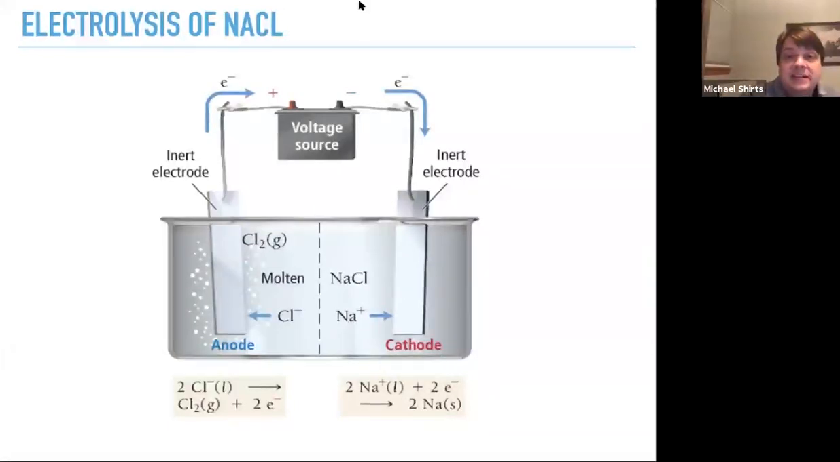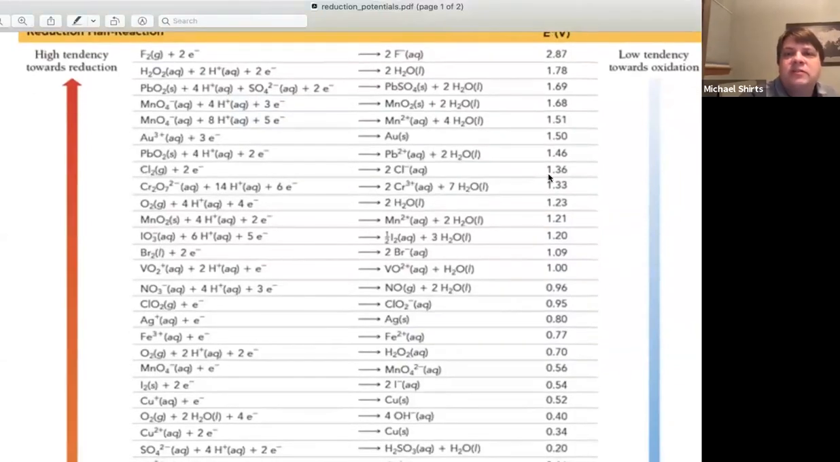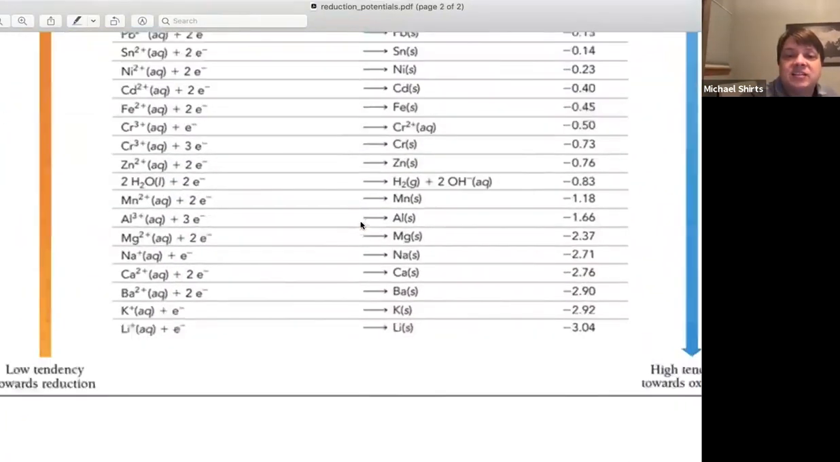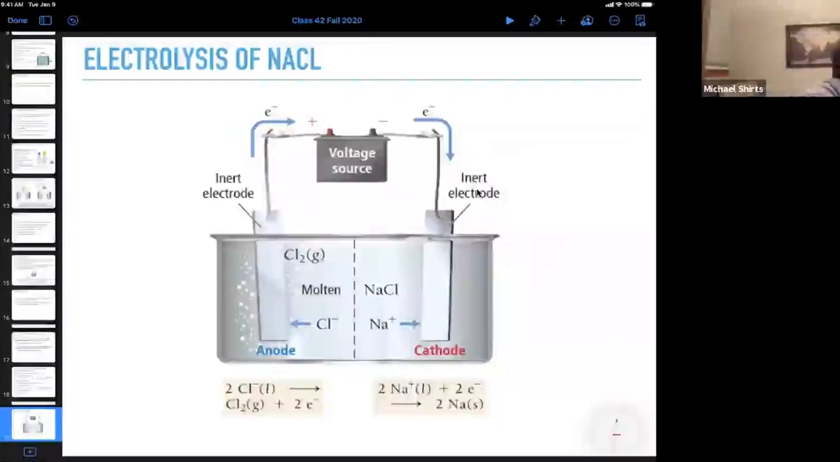Let's take a look at the tables. So let's go to our reduction potentials. Here we see chlorine right here, but this is chlorine reduction, 1.36. We want to oxidize chloride, so we want to run it in the other direction, minus 1.36. Let's take a look at sodium. Sodium really doesn't want to be reduced. It's at minus 2.76. So this reaction is minus 1.36, that's the E oxidation, and this one has E reduction of minus 2.76.